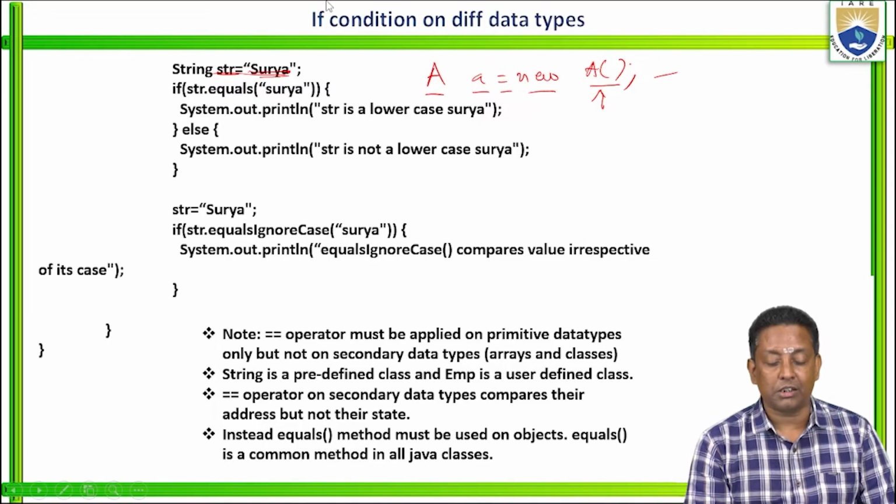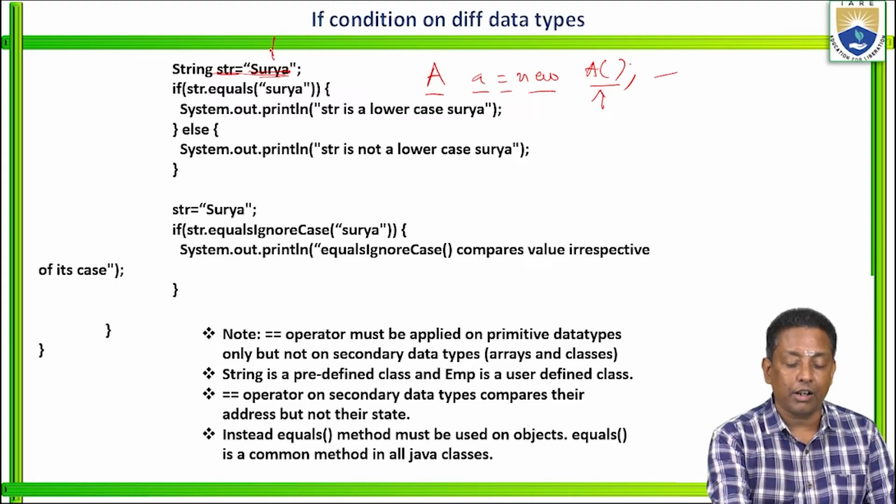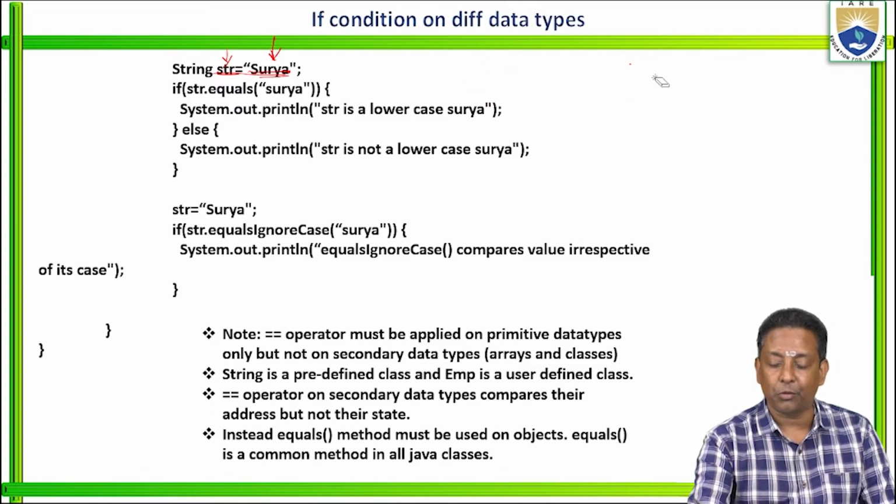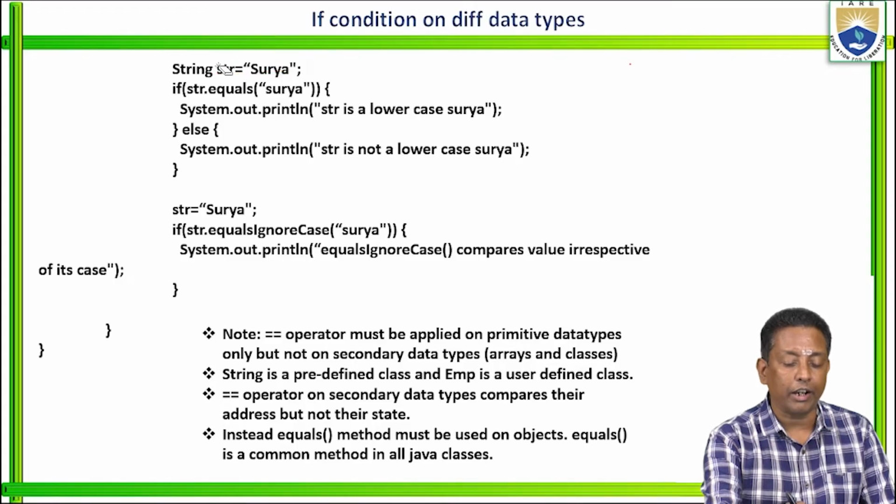But for String, the string value is directly assigned to the string object reference or string variable, and the String object will be created automatically. This is given only for strings, for the convenience of programming. Okay, so string str is equal to Surya.